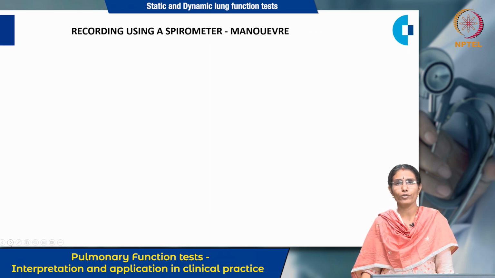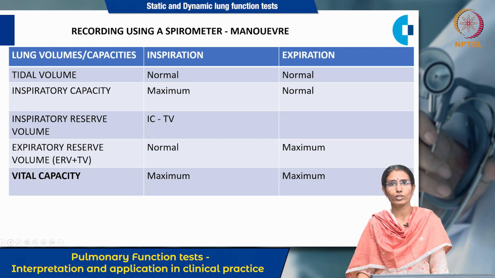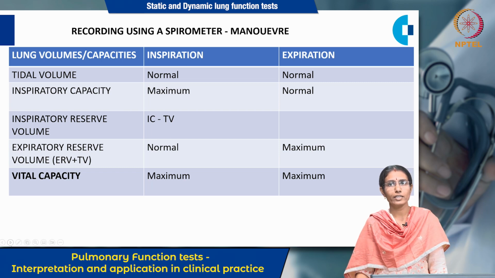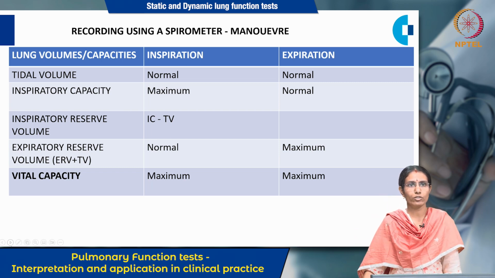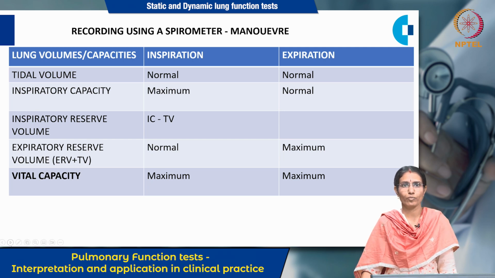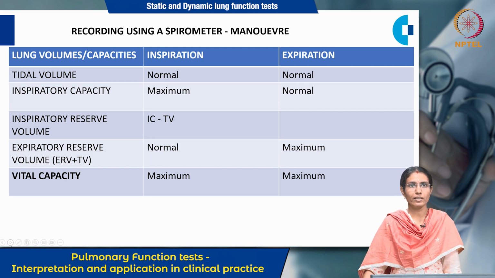And how is this recorded using a spirometer? What are the different maneuvers? If tidal volume has to be obtained, the maneuver has to be different. If vital capacity has to be obtained, the maneuver has to be different. How should the inspiration be and how should the expiration be through the mouthpiece? If tidal volume has to be measured, the inspiration has to be normal and the expiration has to be normal. If inspiratory capacity has to be obtained, then the inspiration has to be maximal and expiration has to be normal. Inspiratory reserve volume can be calculated from inspiratory capacity by subtracting the tidal volume.